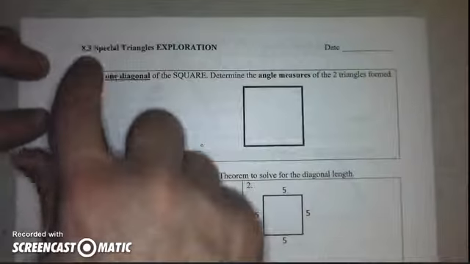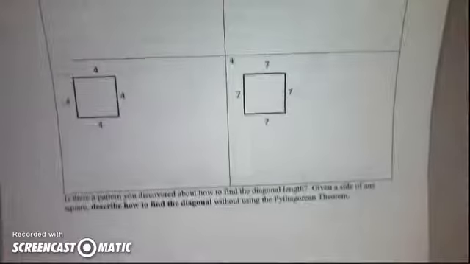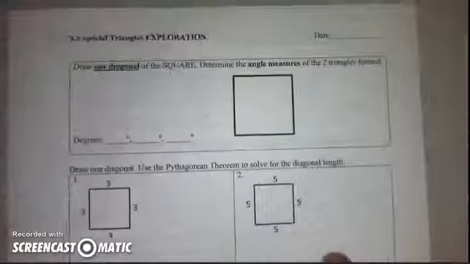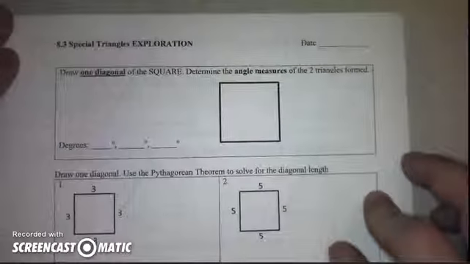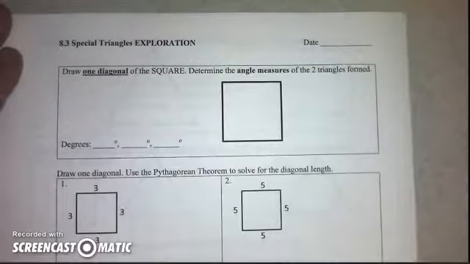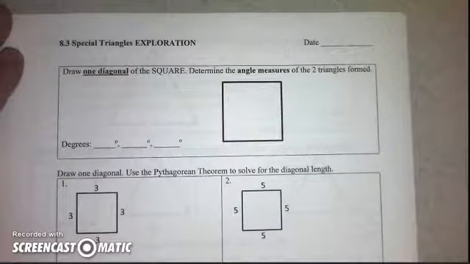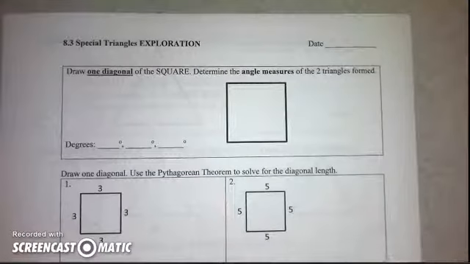Now make sure you are on the 8.3 Special Triangles Exploration page. If your page does not look like this, then you're on the wrong page. So please make sure you are on this page in your notes. I'm going to show you some demonstrations on how to get started on this, and then I'm going to have you do a lot of work on your own, so there'll be times where the video needs to be paused so that the students can get caught up. Let's make sure that we're all on that same page together and getting this done.